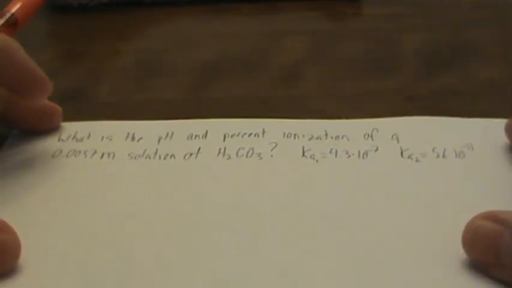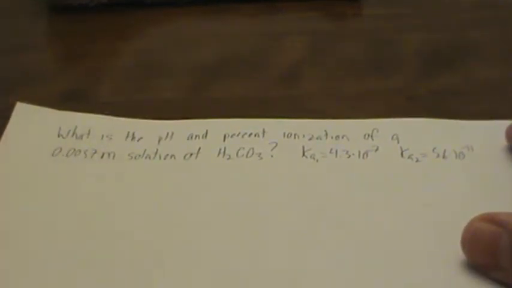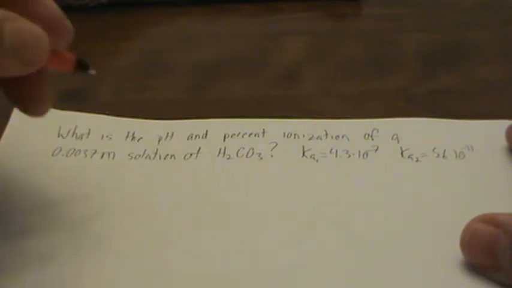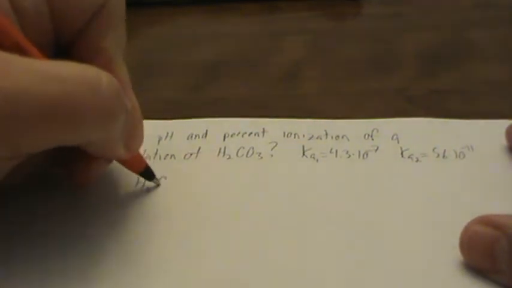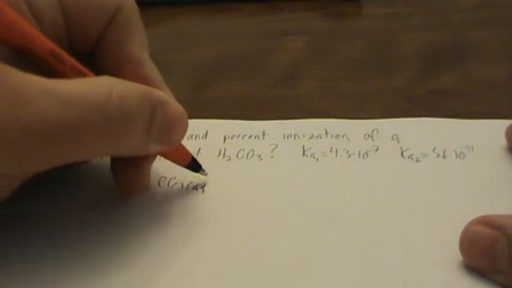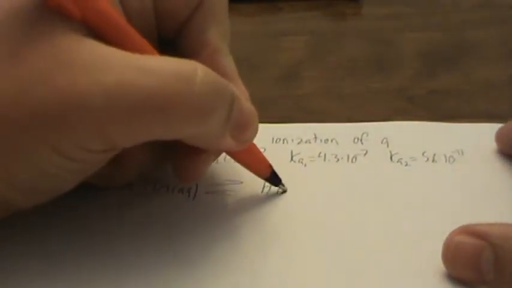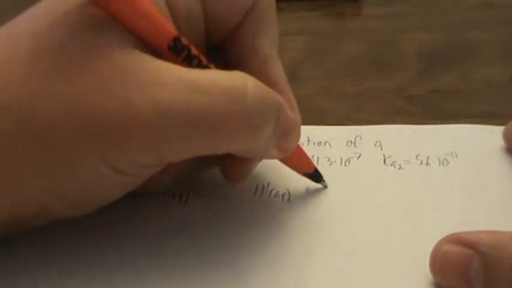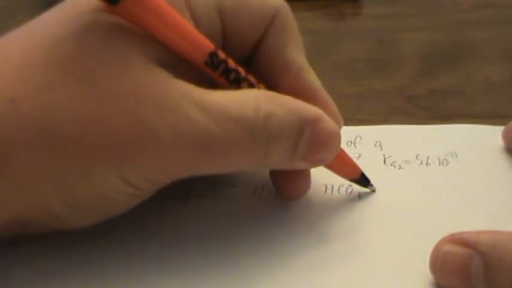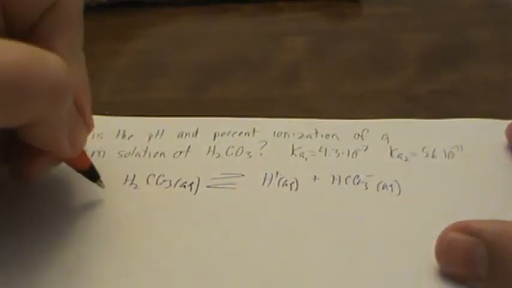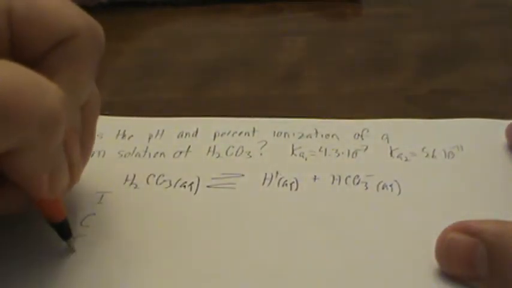Just like what we saw yesterday, we have to set up a reaction in which we are losing a hydrogen. So H2CO3 aqueous is in equilibrium with our hydrogen ion plus hydrogen carbonate. Then we have to set up our ICE table.